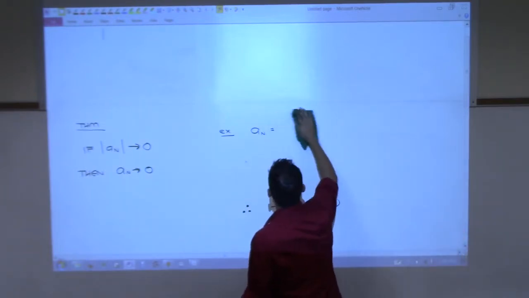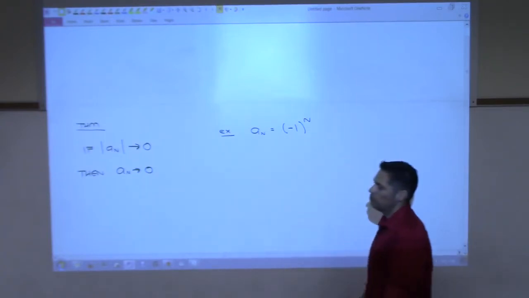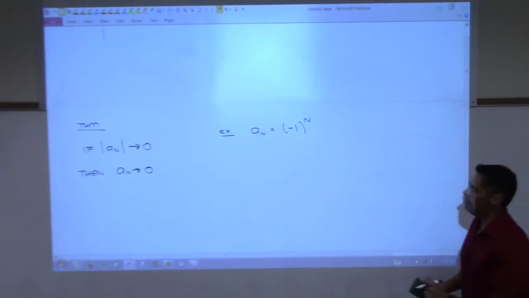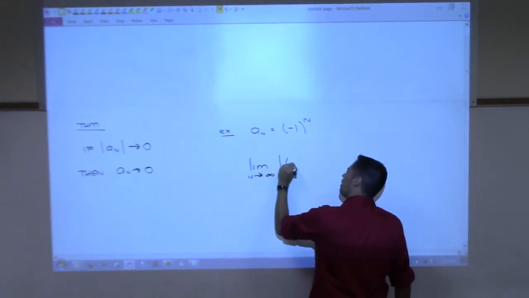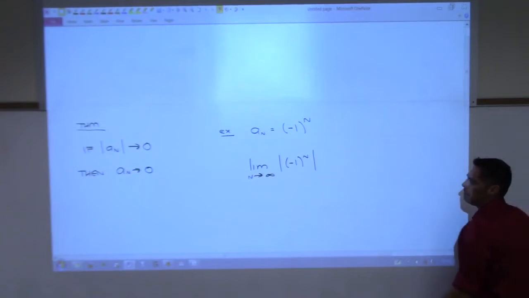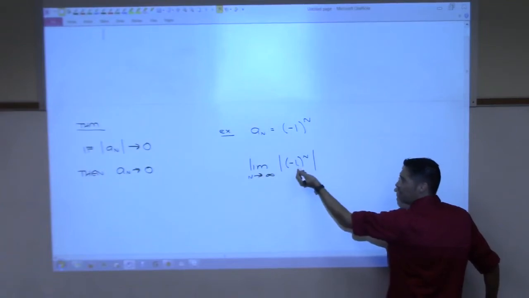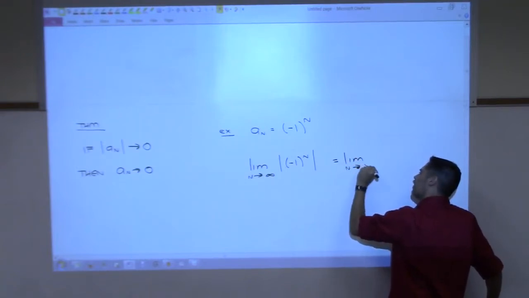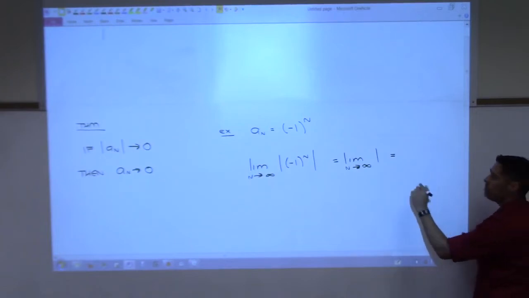How about just -1 to the n by itself? Absolute value. Let me try this theorem. Limit as n goes to infinity, absolute value of -1 to the n. What is the absolute value of -1 to the n? This is either 1 or -1, right? Take the absolute value, you're just going to get 1. So this is the limit as n goes to infinity of 1. And what's the limit of a constant? It's just the constant, right? So your answer is 1.